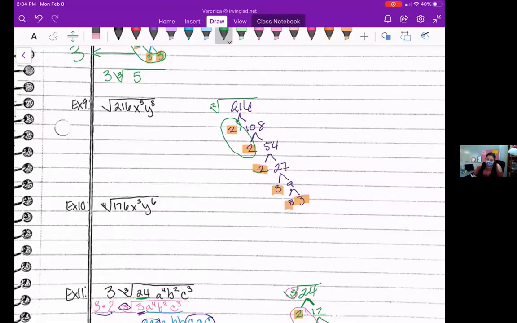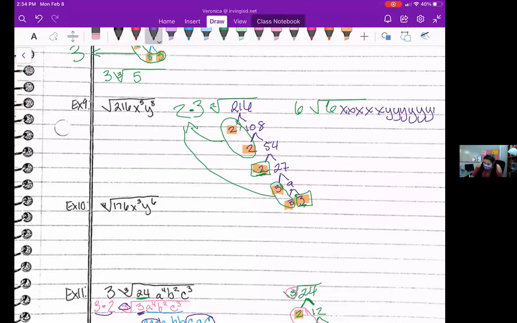And then I have this 2, and then I have one group of 3 there, and then I have that 3. So that means that I'm able to take out a 2, and I'm able to take out a 3. So then I am left with 2 times 3 is 6, square root of whatever's left over, which was a 2 and a 3. Well, what's 2 times 3? 6. So then I have 5 x's, 1, 2, 3, 4, 5, and I have 8 y's, 1, 2, 3, 4, 5, 6, 7, 8.